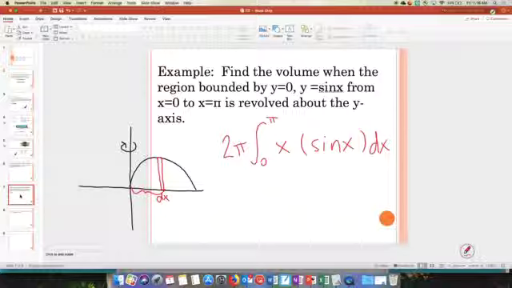Good question, Autumn. Your mode better be in radians since you're putting in a trig function. I got pi. Okay, so you got pi for this right here. So 2 pi squared. That's kind of fun, right?